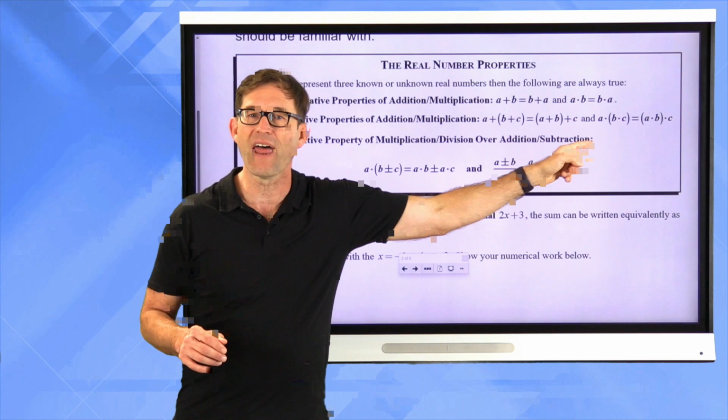All right. Combining like terms is one of the most common things that you end up doing in Algebra 2, and you want to get good enough at it that it's sort of a no-brainer.